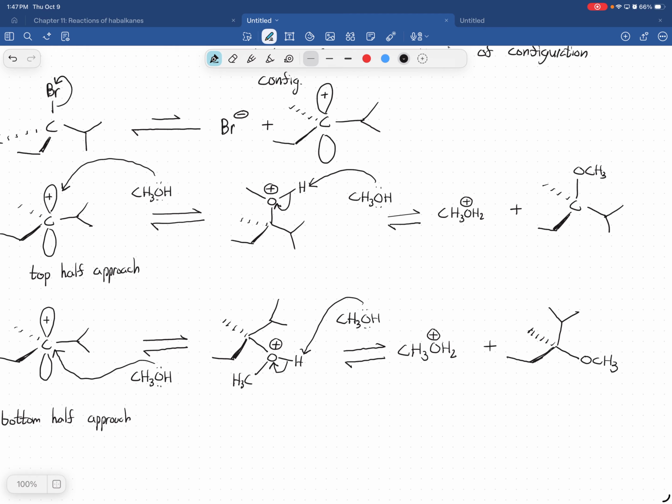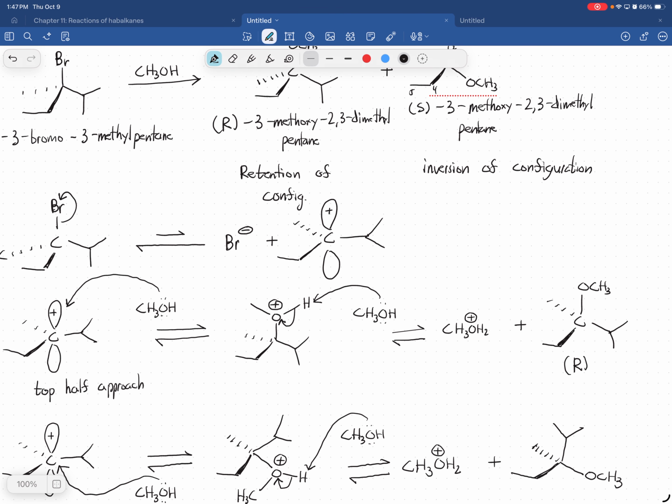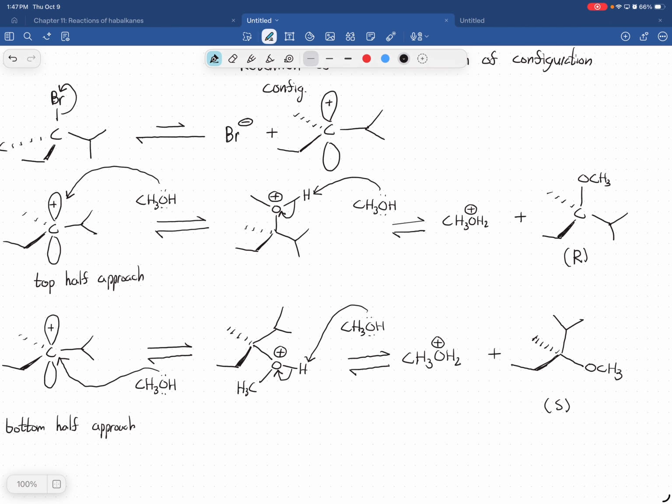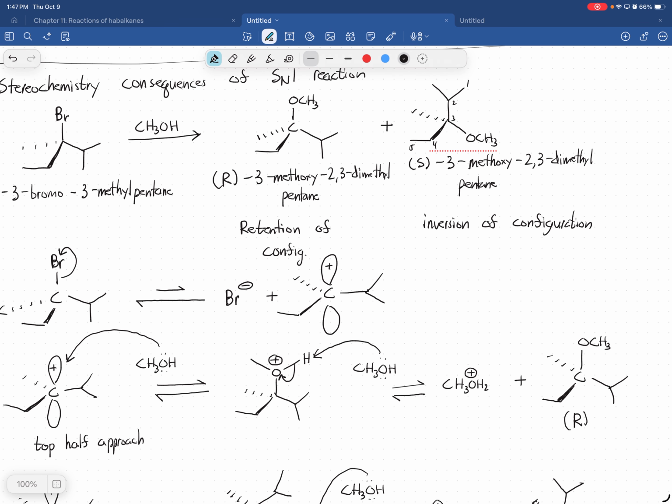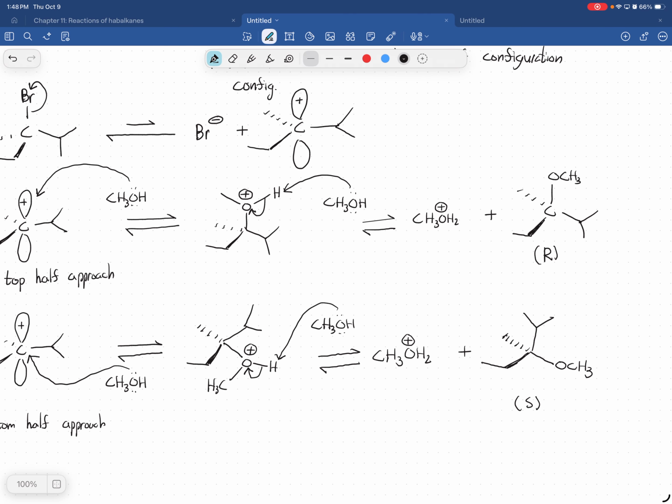All right, so here's the S form. So the S form of the product, here's the R form. All right, so R here refers to R-3-methoxy 2,3-dimethyl pentane, and S here refers to the S version of this product, S-3-methoxy 2,3-dimethyl pentane. So we get two different products there.